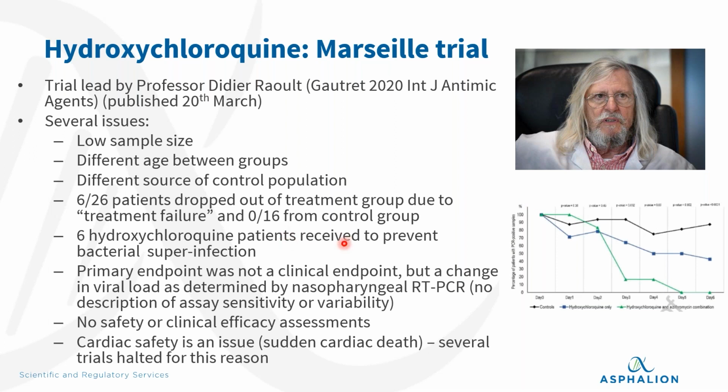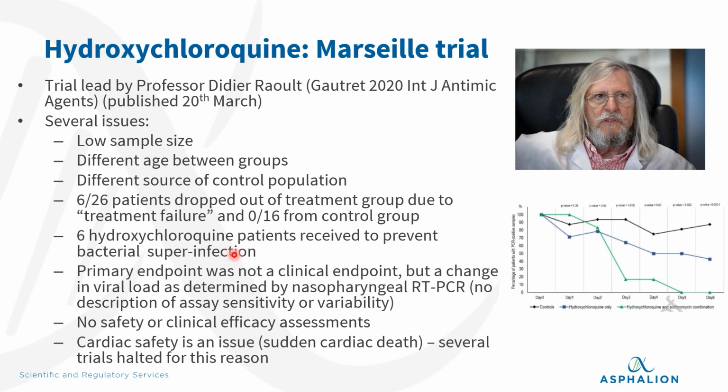But here are some major issues with this clinical trial. It's a low sample size, 26 patients originally. Six of these dropped out due to treatment failure, so basically they decided just to analyze the 20 patients that were still there. There were no dropouts from the control group, which is obviously expected. They had a different source of control population, so the control population was basically some untreated patients from another hospital or from somewhere else. There were also different ages at baseline between the two treatment groups, which may have affected the outcome.